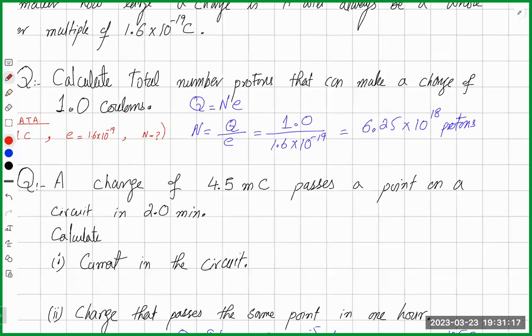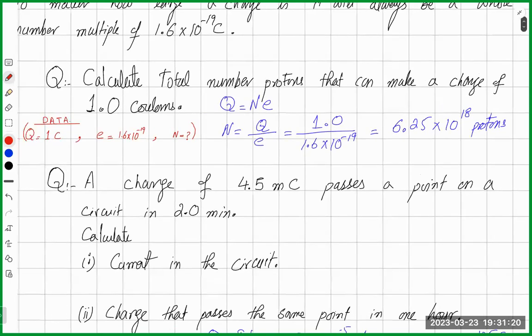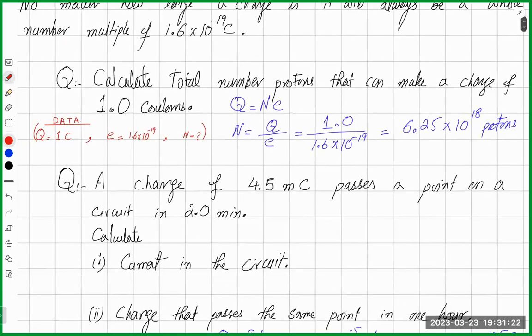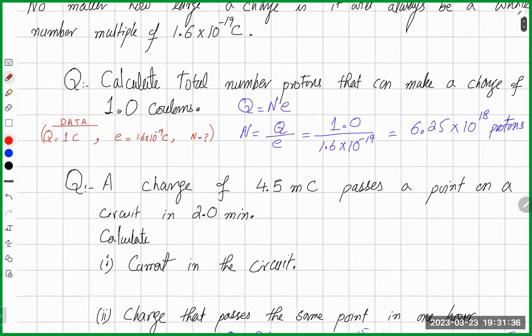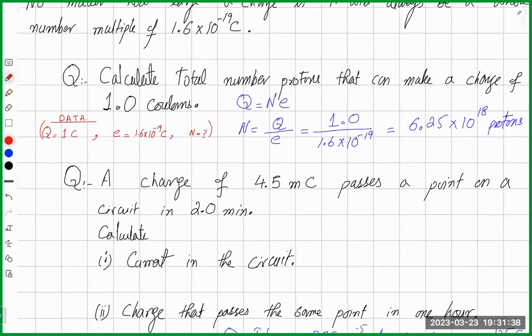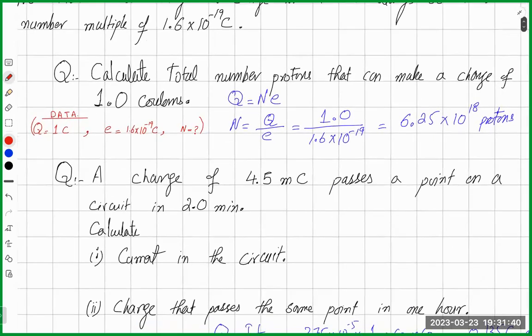Now, in order to calculate that, the data we have is total charge is 1 coulomb, elementary charge is 1.6 into 10 to the power minus 19 coulombs, and the number is what we need to find out. So rearranging the formula, N equals Q over E, where Q equals 1 and E equals 1.6 into 10 to the power minus 19. The final answer should be 6.25 into 10 to the power 18 protons. If we have them together, we have a total of 1 coulomb of charge.